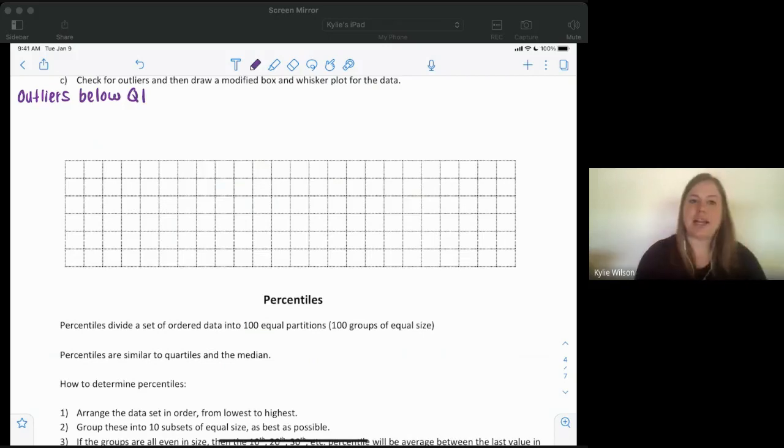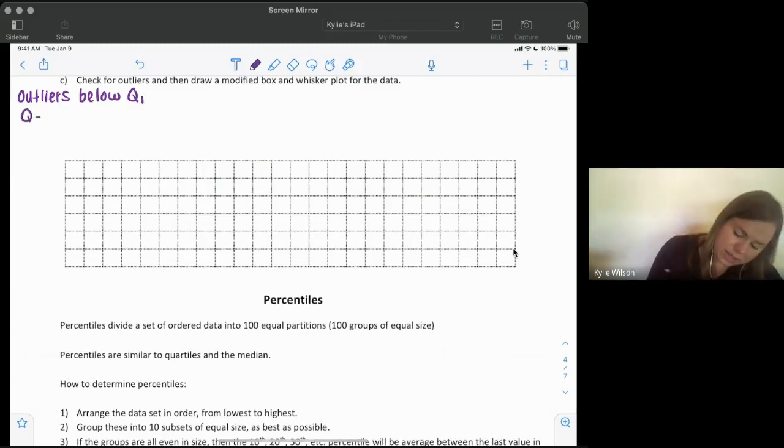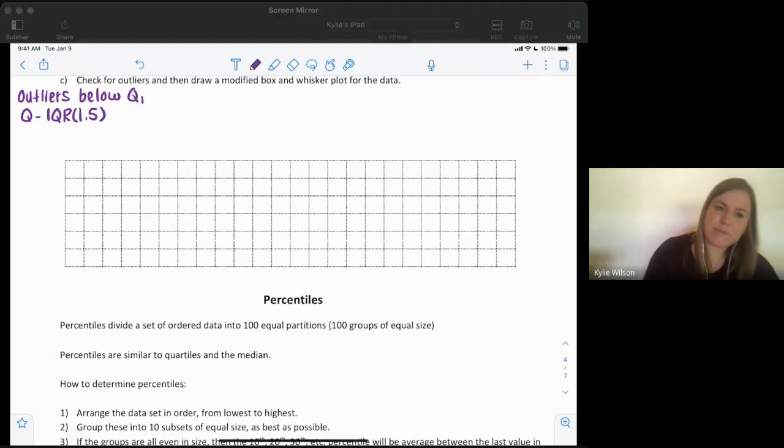Q1. And I just want to walk you through the whole process of how we find the cutoff for these outliers. So to find our outliers below Q1, we take Q1 and we subtract our IQR multiplied by 1.5. Just like that. Now this is going to give us the cutoff of where our outliers start. So anything below this number we get will be an outlier.